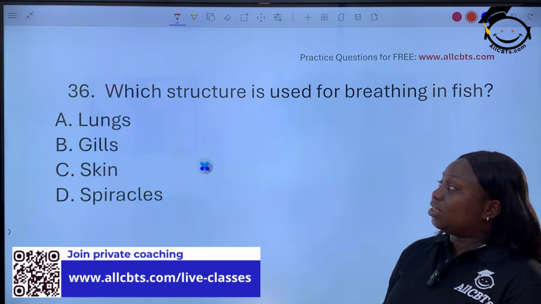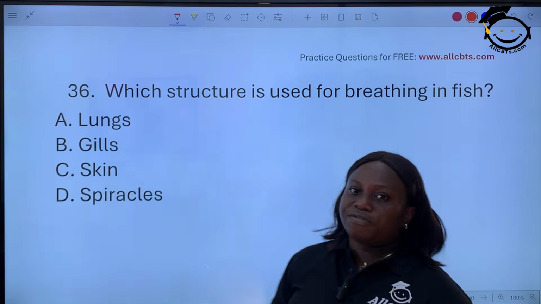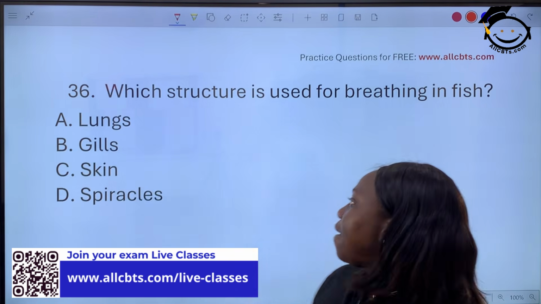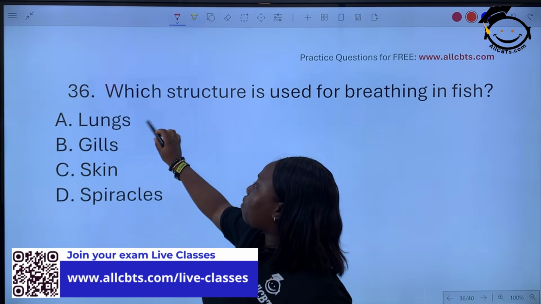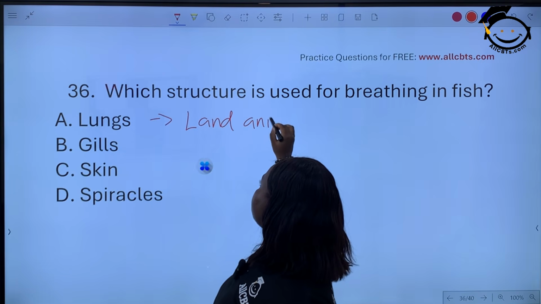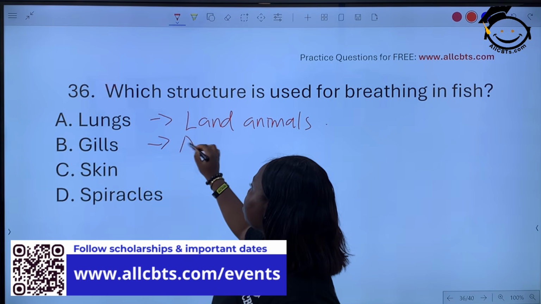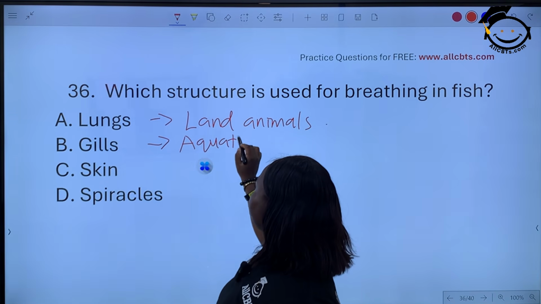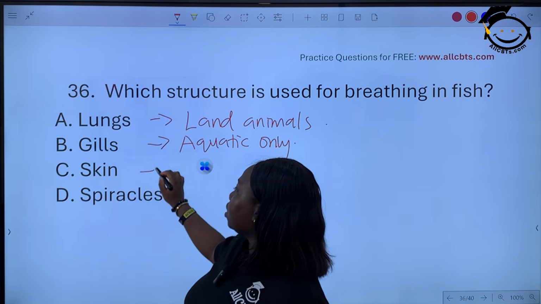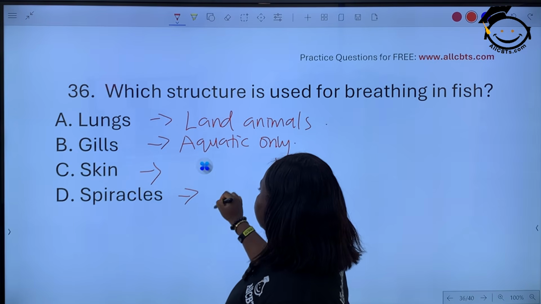Now number 36. Which structure is used for breathing in the fish? Now we have lungs. Lungs is for only land animals. Gills is for what? Aquatic only. Now skin. Spiracles is for insects.